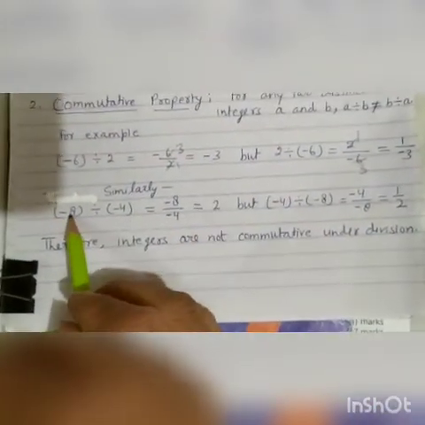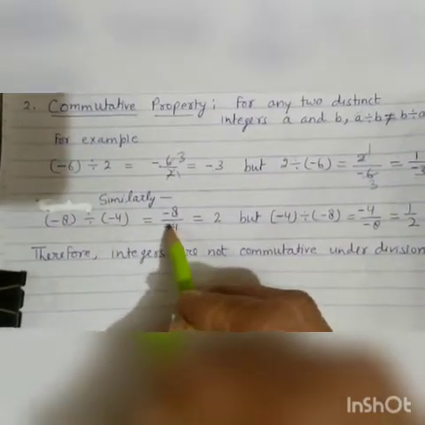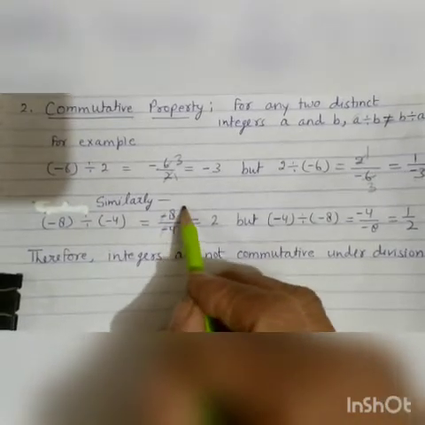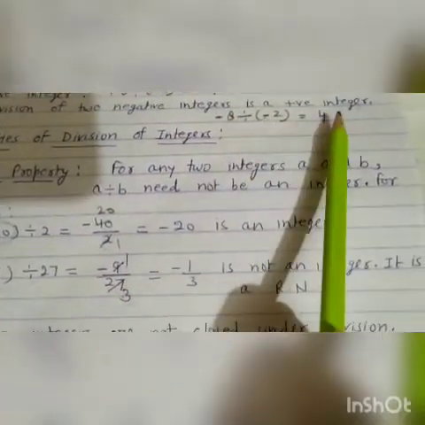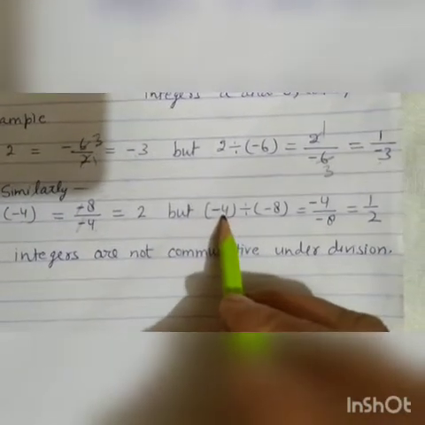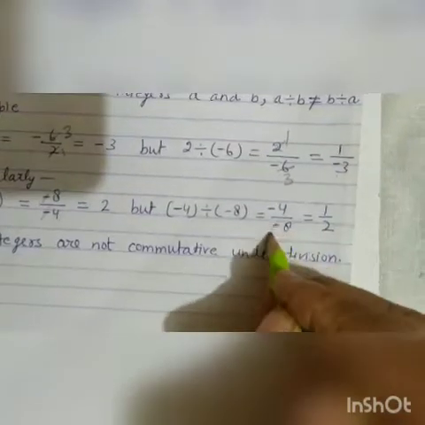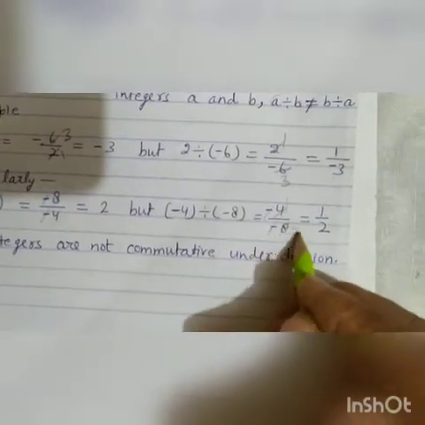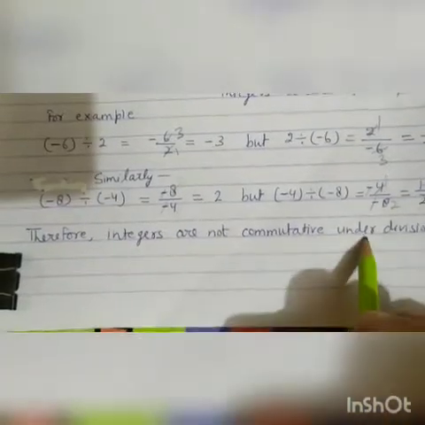Similarly, if we divide minus 8 by minus 4, it will be written as minus 8 upon minus 4. Then minus minus cancel, 4 1 is 4, 4 2 is 8. We know the rule: division of two negative integers is a positive integer. So it is plus 2. But when we divide minus 4 by minus 8, it will be written as minus 4 upon minus 8, which means minus minus cancel, 4 1 is 4, 4 2 is 8. It is 1 upon 2. It is not an integer. Therefore, integers are not commutative under division also.